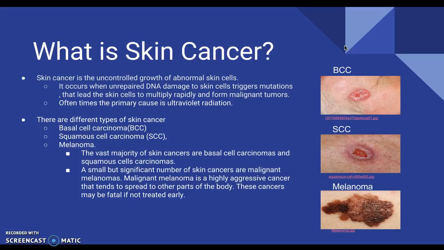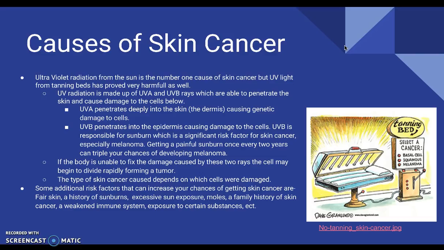There are three main types of skin cancer: basal cell carcinoma, squamous cell carcinoma, and melanoma. The majority of skin cancers are basal cell carcinomas and squamous cell carcinomas. A small but significant number of skin cancers are the malignant melanomas. Malignant melanoma is a highly aggressive cancer that tends to spread to other parts of the body. These cancers can be fatal if not treated early. And on the right, we have a picture of the three main cancers.